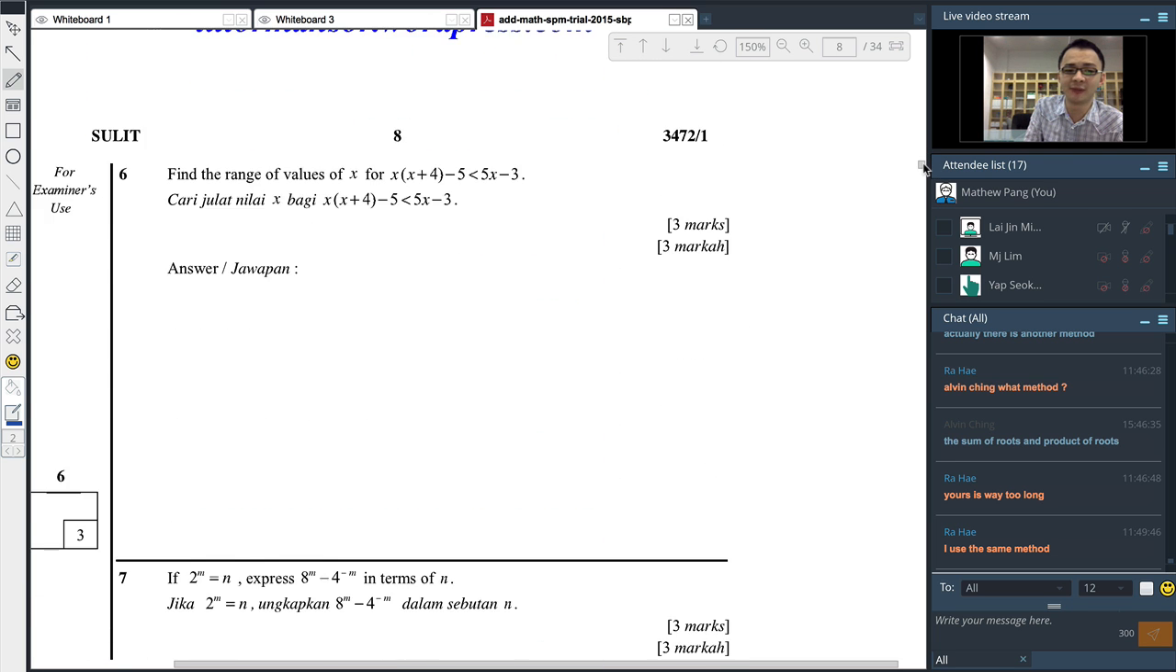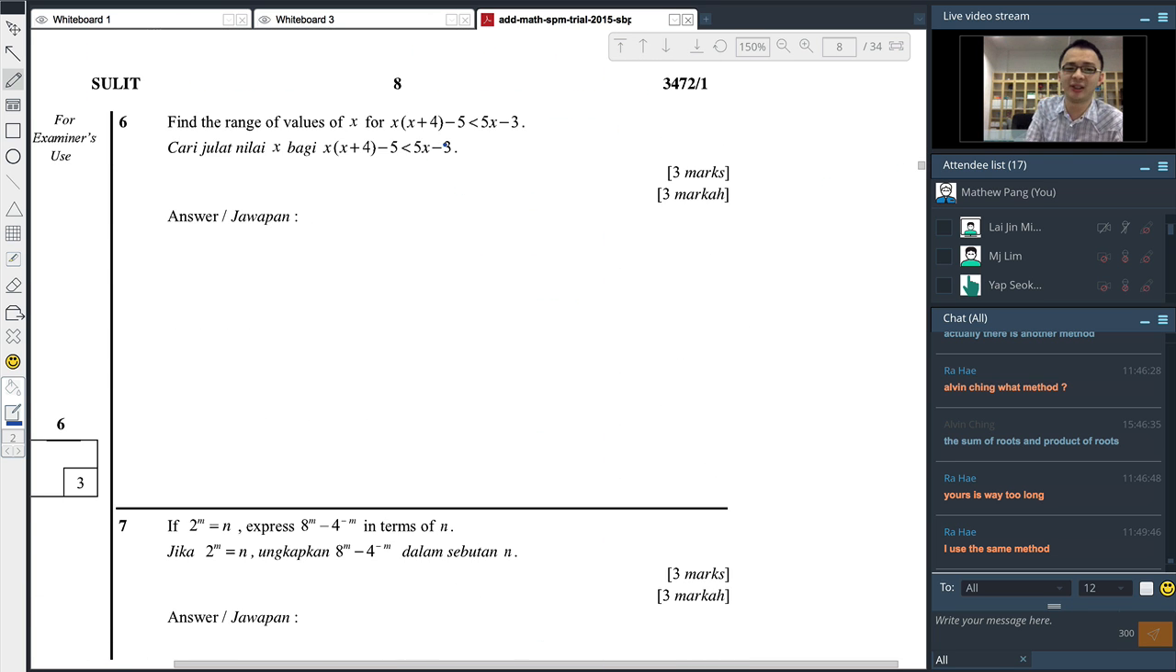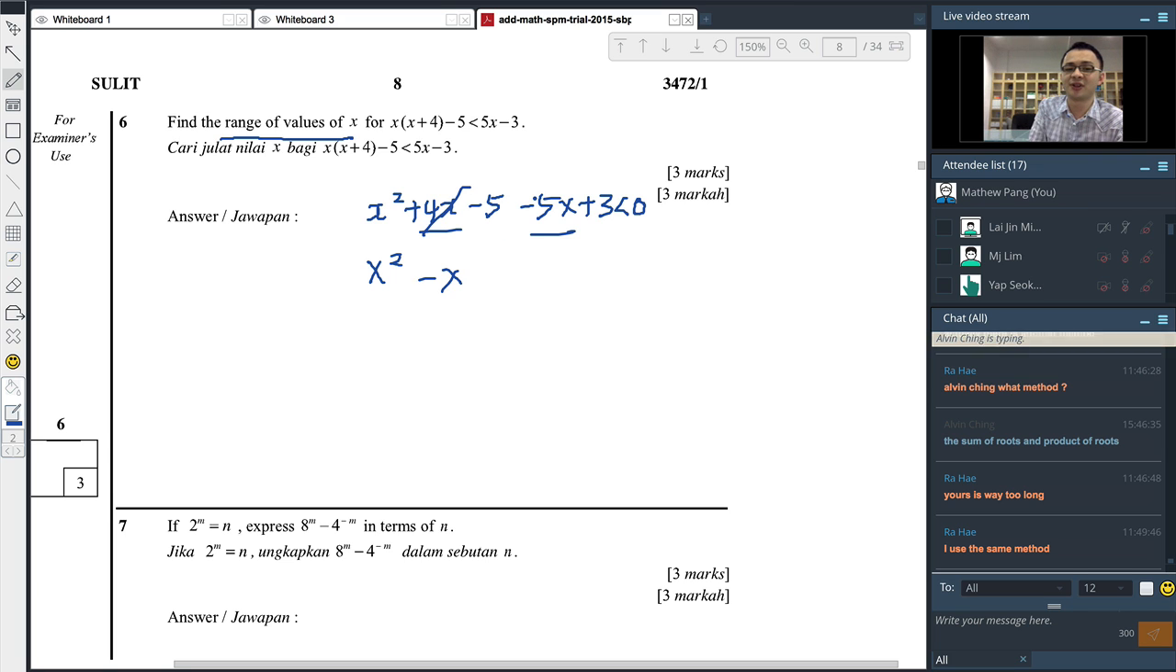Let's move on. Okay, this is inequality in quadratic. It asks you to find the range of values of x. So basically, I just need to solve this quadratic. So it is x squared plus 4x minus 5, and then minus 5x plus 3, less than 0. I move everything to the other side. So this is x squared, 4x minus 5x is negative x, and negative 5 plus 3 is negative 2, less than 0.